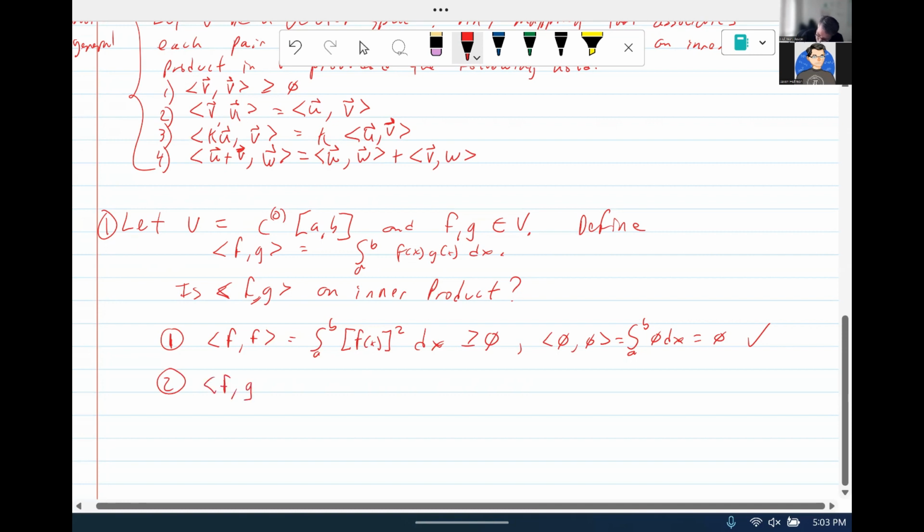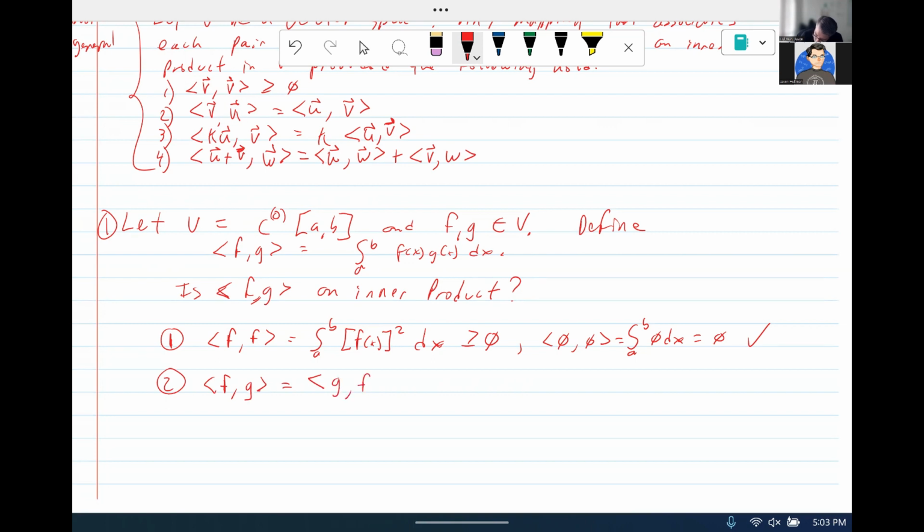Is the inner product of f with g the same as the inner product of g with f? Does the integral from a to b of f of x g of x dx equal the same thing as the integral from a to b of g of x f of x dx? And that does work, so that does check. Okay, number 3.